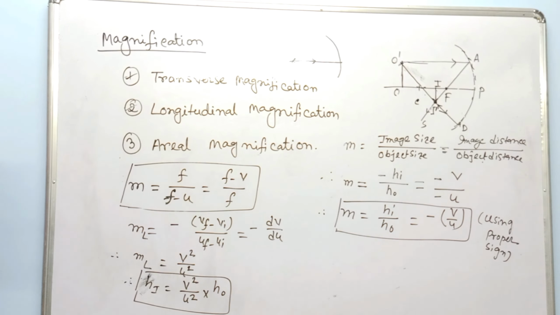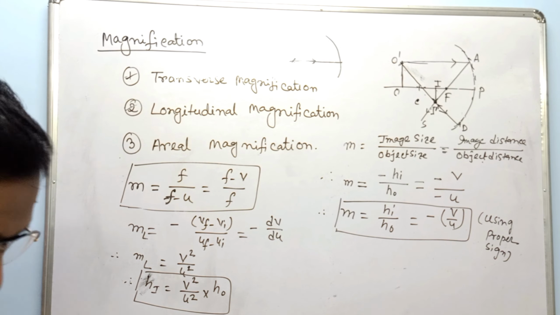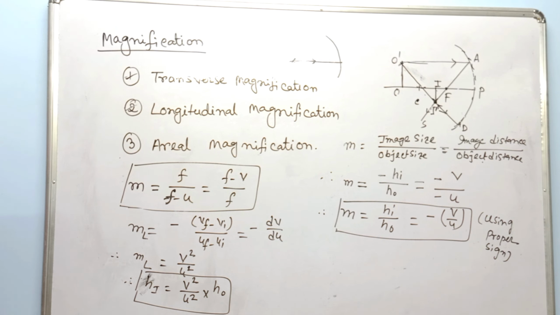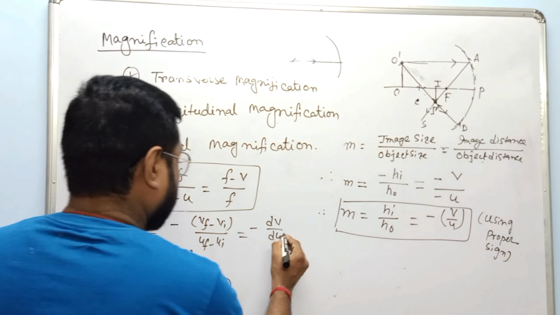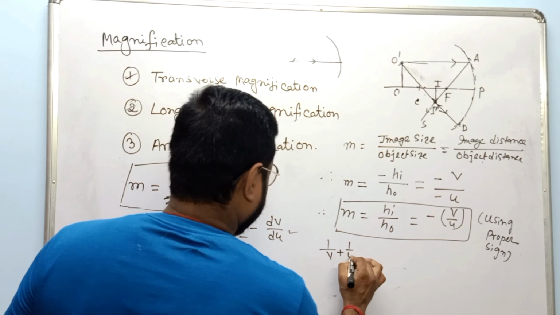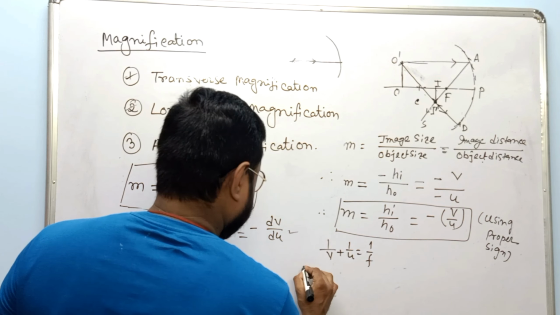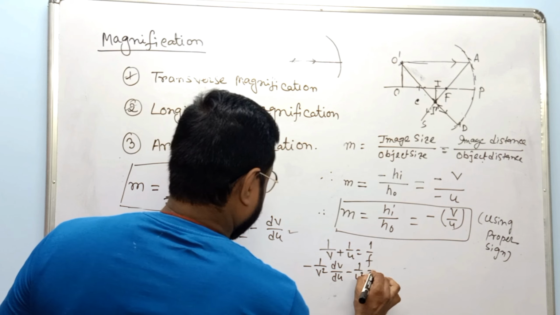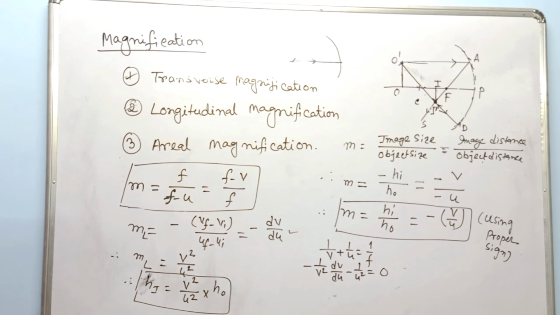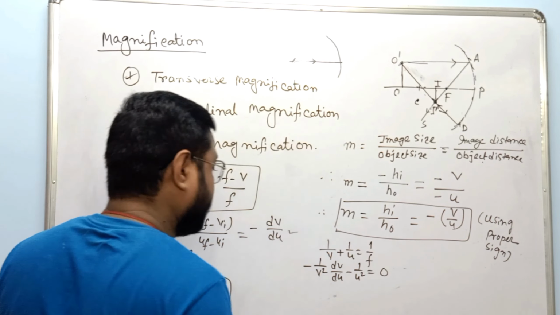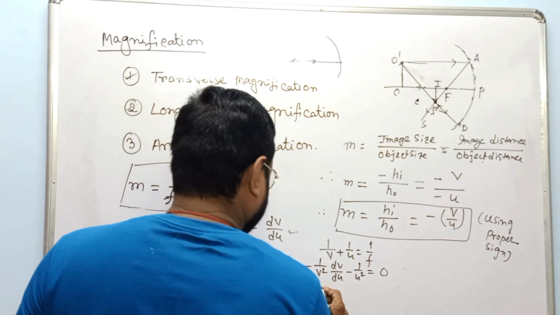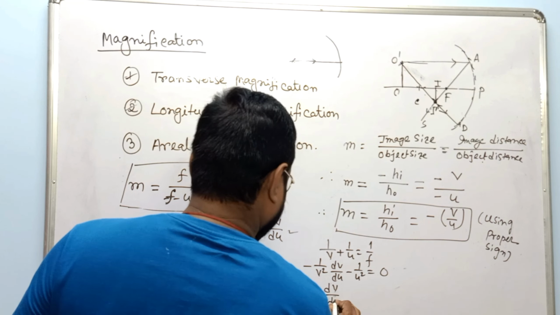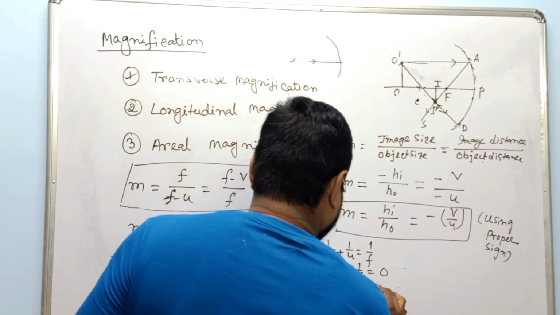Next we go with areal magnification. Areal magnification is valid for a two-dimensional object. Minus dV by dU equals v square by u square. How can we get it? 1 by v plus 1 by u equal to 1 by f. Take differentiation: minus 1 by v square dV by dU minus 1 by u square equal to 0. Because f is constant for a particular mirror and the derivative of a constant term is 0. So we can say that minus dV by dU is equal to v square upon u square.